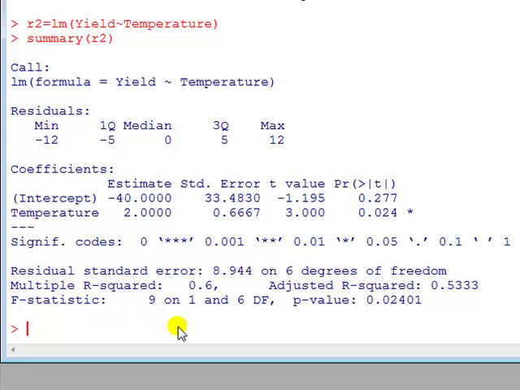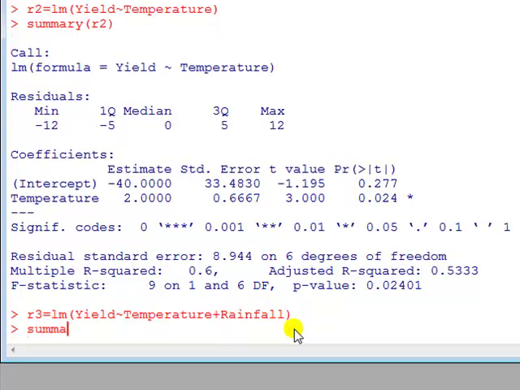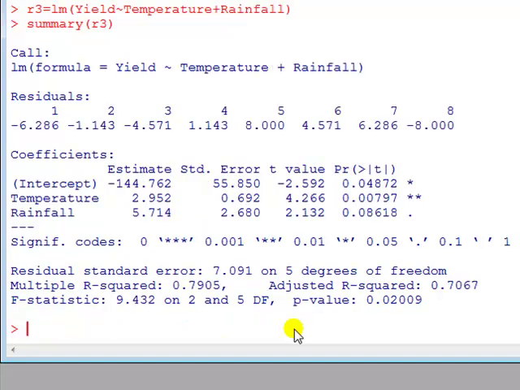But how about if we now include both of the independent variables? So we regress yield on both temperature and rainfall. To do multiple regression, we simply connect the IVs using a plus sign. Now the coefficient on temperature is positive. The coefficient on rainfall is suddenly positive too. From going from negative, it's gone to positive, which is kind of the sign that we'd expected. Is it significant? Yes, it now becomes significant.